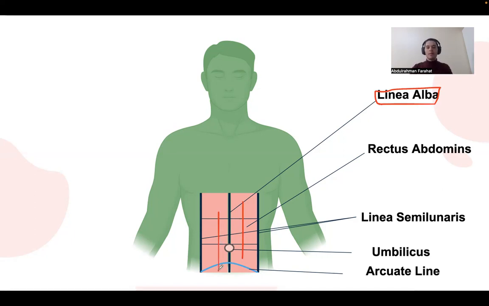Okay, then you would have just beside the linea alba a pair of muscles running all the way down, and these muscles would be the rectus abdominis. And finally, you'd also have the linea semilunaris, which are similarly, like the linea alba, formed by the aponeurosis of the transverse abdominis muscle and whatnot. They all form these lines right here, the linea semilunaris, and also the arcuate line.